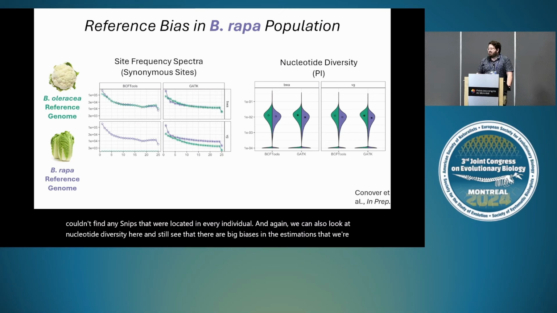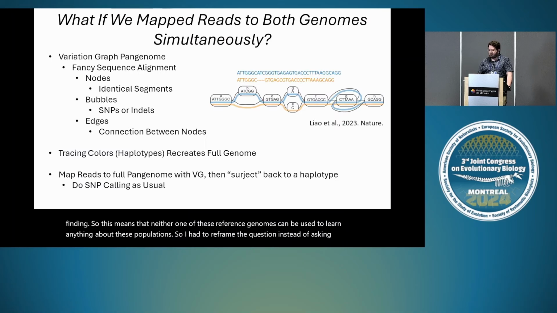So this means that neither one of these reference genomes can be used to learn anything about these populations. So I had to reframe the question. Instead of asking which reference genome is best, I asked, well, what if we can map these reads to both of these reference genomes simultaneously? And what this means is going into the realm of a pangenome, or specifically a variation graph pangenome.